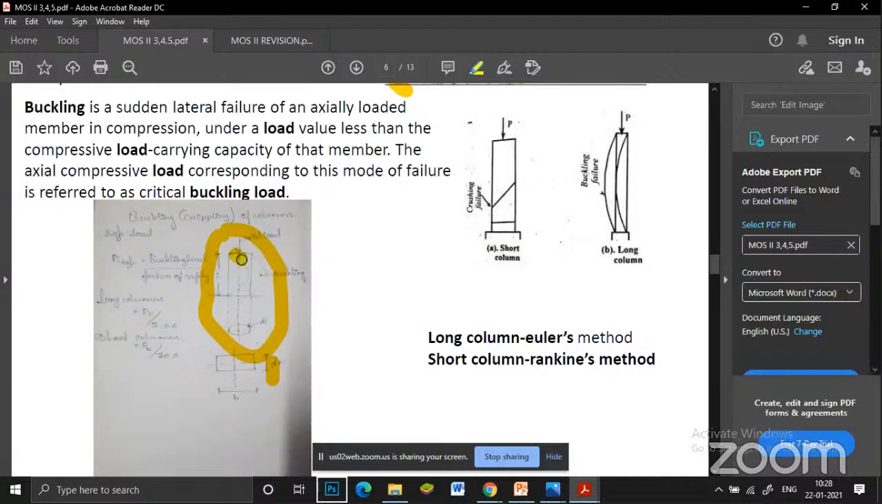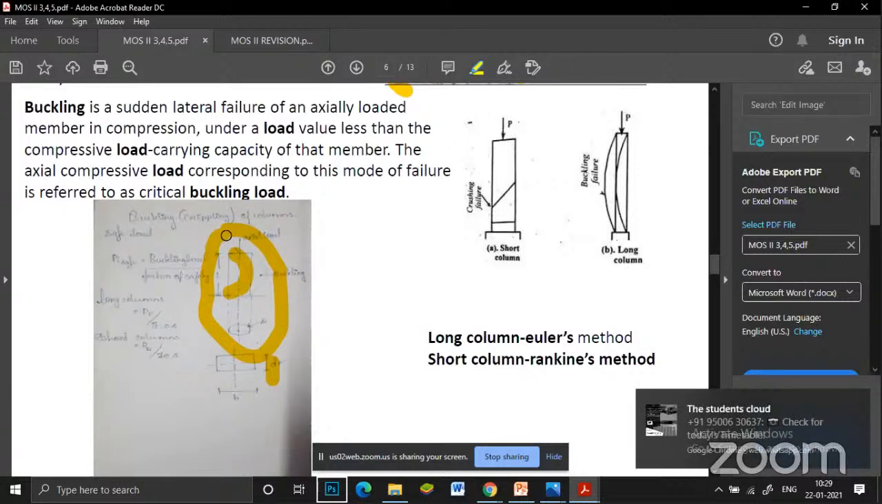When it buckles, it is buckled like this, either towards the right or towards the left, in some one direction. Even if it is a rectangular column, the same thing will happen. It is called buckling or crippling of columns.